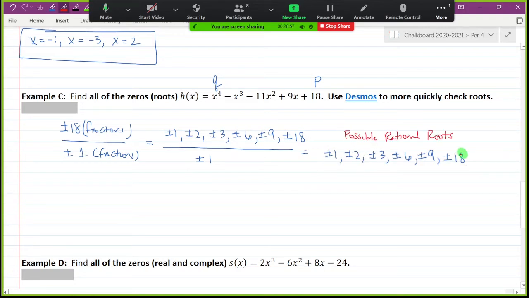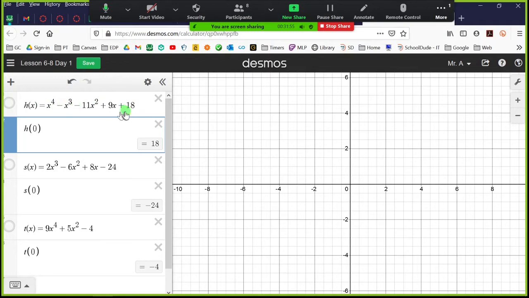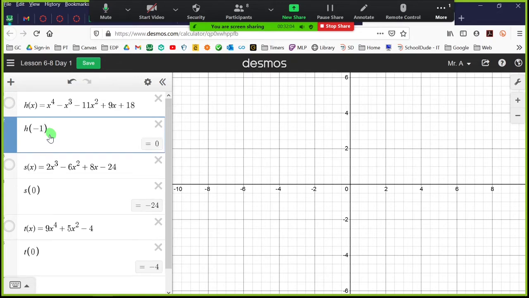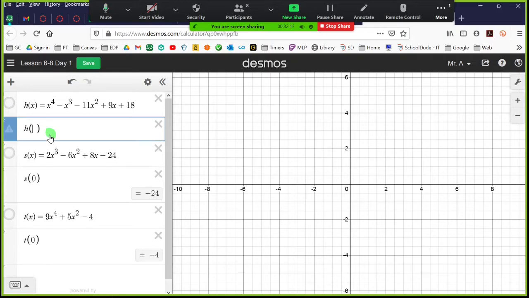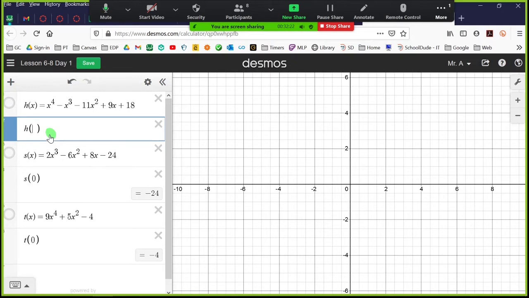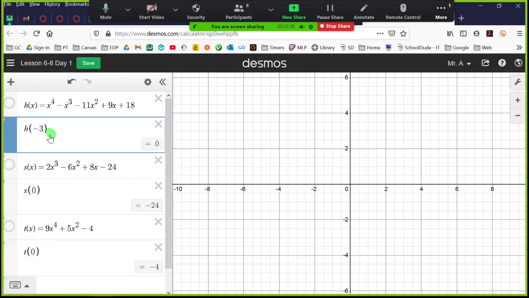And we want to check all of these. We want to check 1, 2, 3, 6, 9, and 18. So here's the function, and we're just using this box down here. Let's put in 1, see what we get. 1 is not a root, we got 16. -1. Hey, we got a winner, -1. What about 2? Hey, look at that. 2 works. How about -2? No. 3. 3 works. You can try -3, it's not going to work. Wait, -3 just worked.